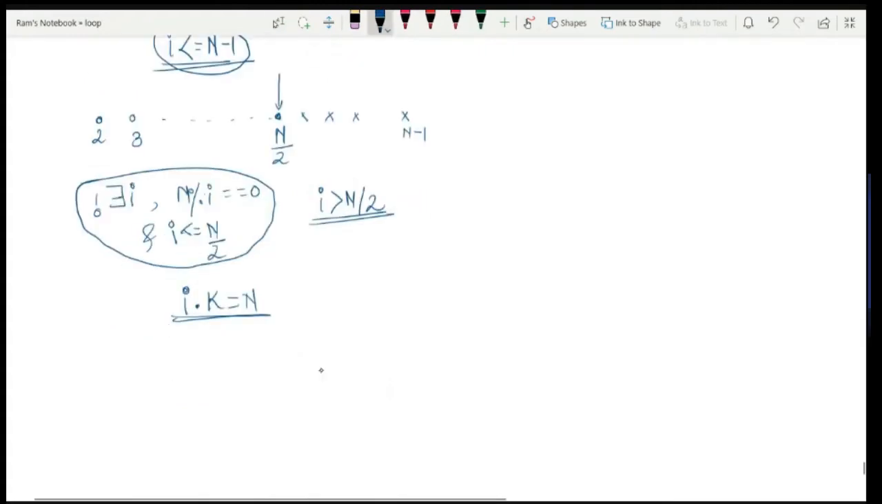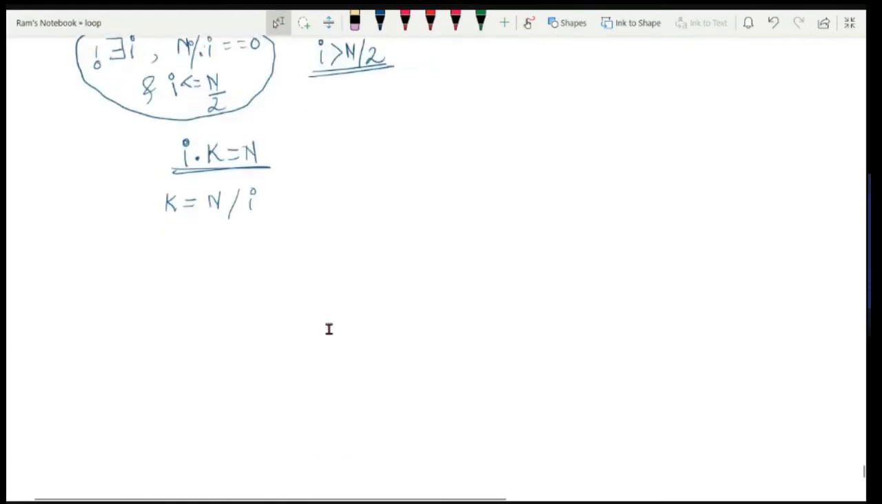So if it is the case, then we can say that k must be equal to n divided by I, right? Okay, but still we cannot conclude anything from here. But we can do something here. If k is equal to n by I, then we can certainly write that k must be less than n by 2. What I am doing is replacing this I by this n by 2.